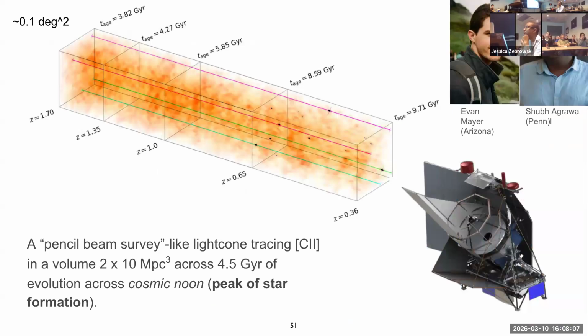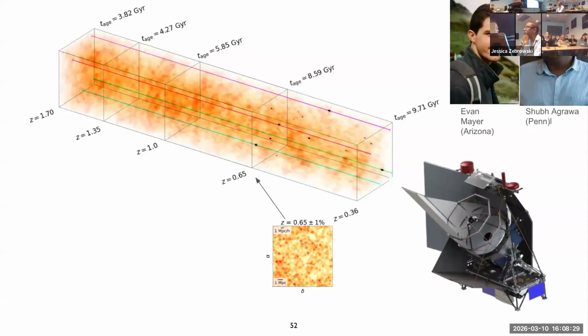So TIM will have a pencil beam survey, like light cone tracing [CII], in a volume of 2 by 10 megaparsecs cubed, over 4.5 gigayears of evolution across cosmic noon. So this is the peak of star formation. And you can see here in this nice rendering of what the TIM data cube will look like, from grad students Evan and Shub. And the cool thing is that the measurement is these slices.